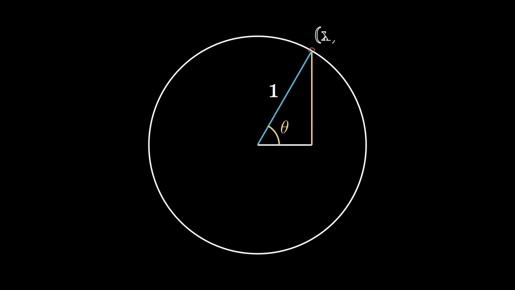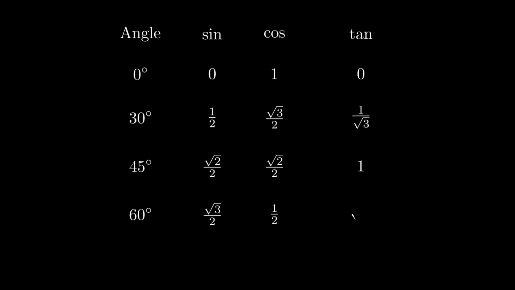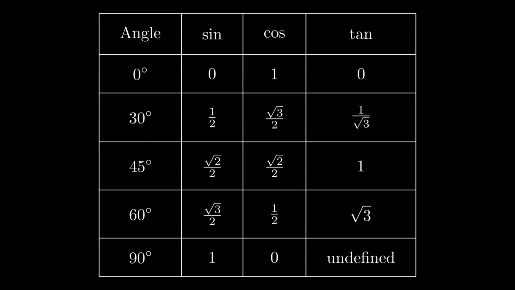The opposite side is just the y value of this point, so sine theta is just equal to the y value of this point. Cosine theta is adjacent over hypotenuse, and since adjacent is along the x-axis, it is just the x value of this point. Now that we know this, these are the sine, cosine, and tangent values for the common 30-60-90 triangles and the 45-90-45 triangles. If you don't understand why it's these, pause and try to do so using SOHCAHTOA.